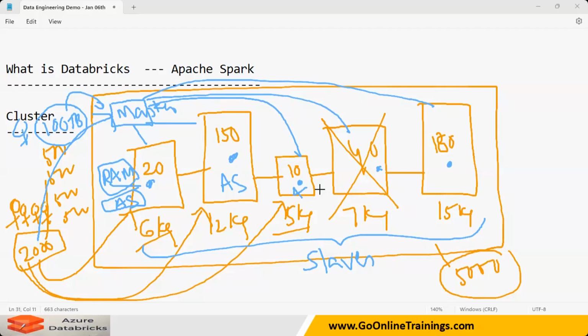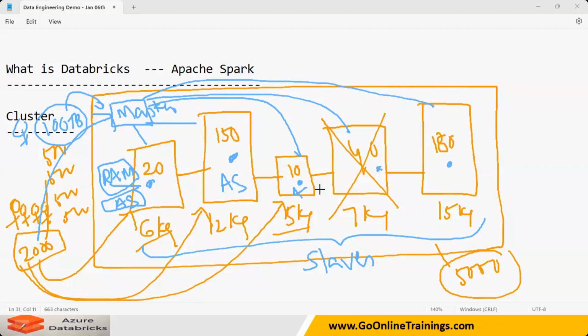One architecture is called distributed. Not one guy is doing it; it is going to be distributing the data parallelly. All the machines are working together. 1,000 petabytes of data also can be executed.